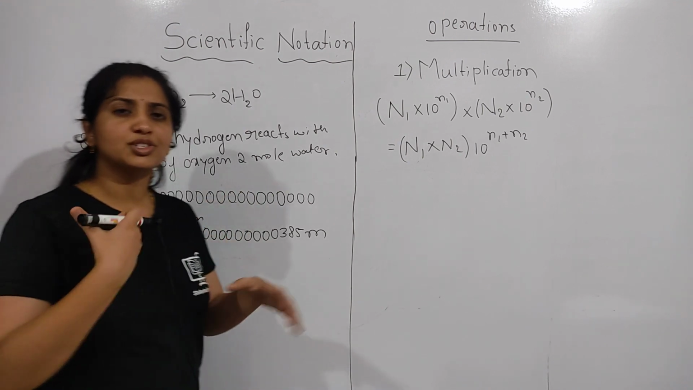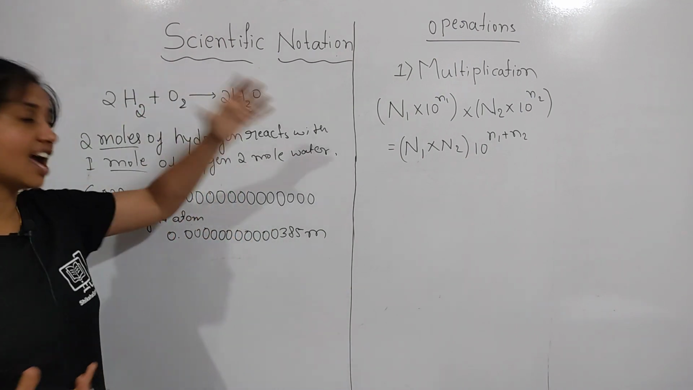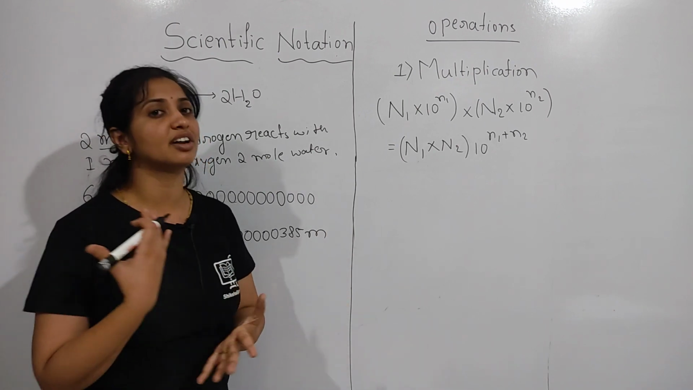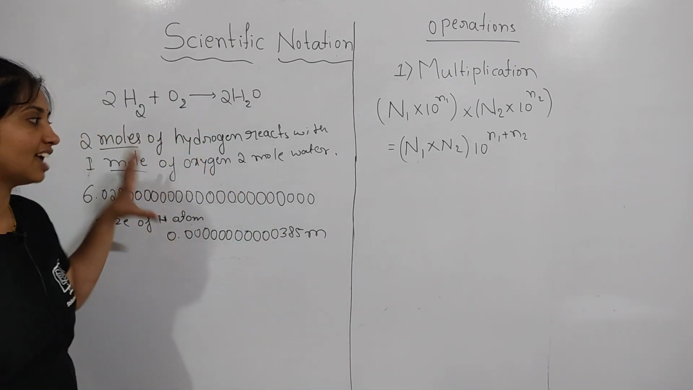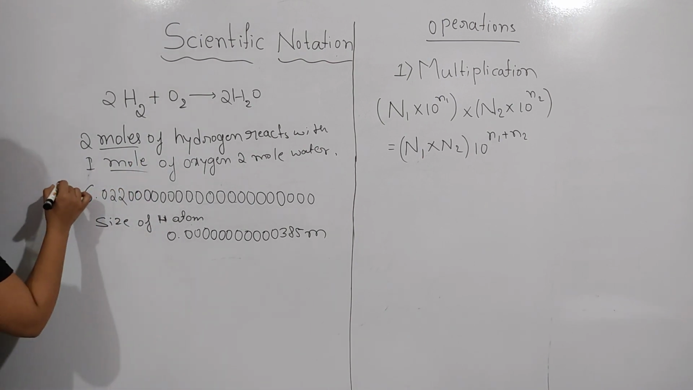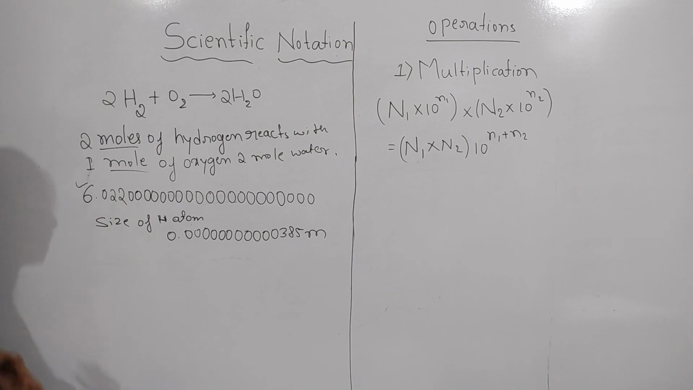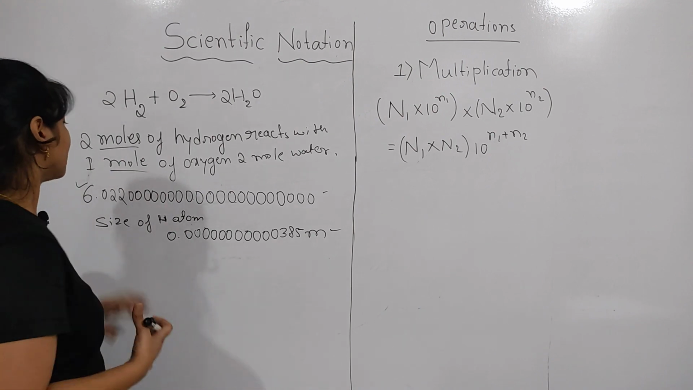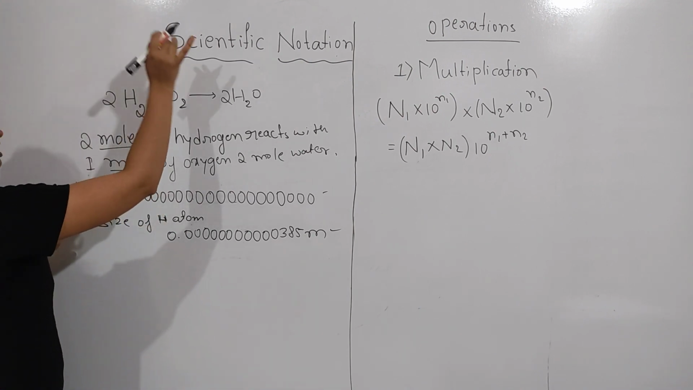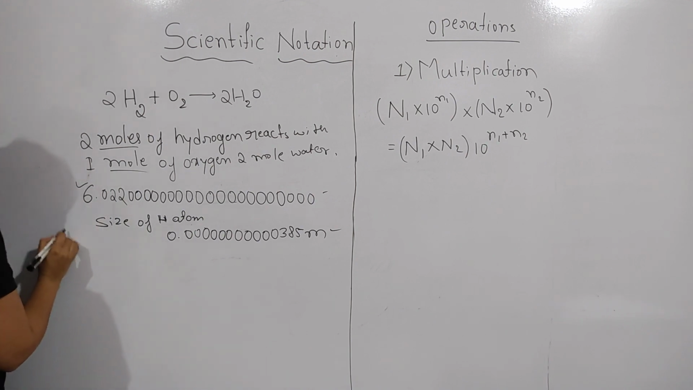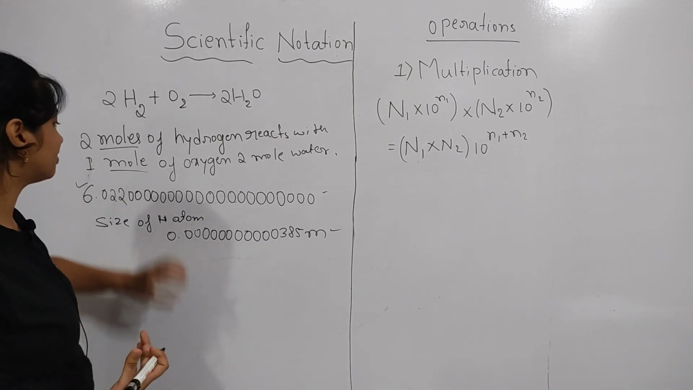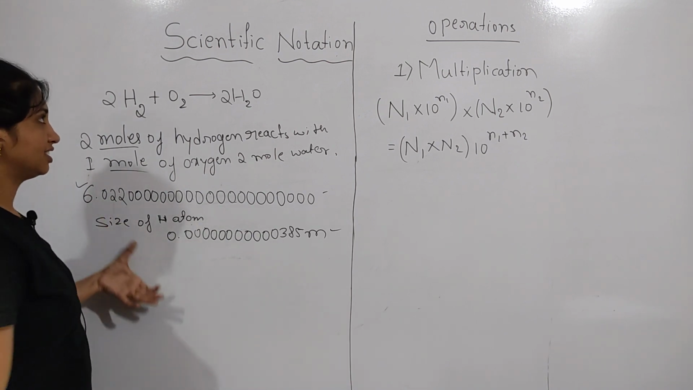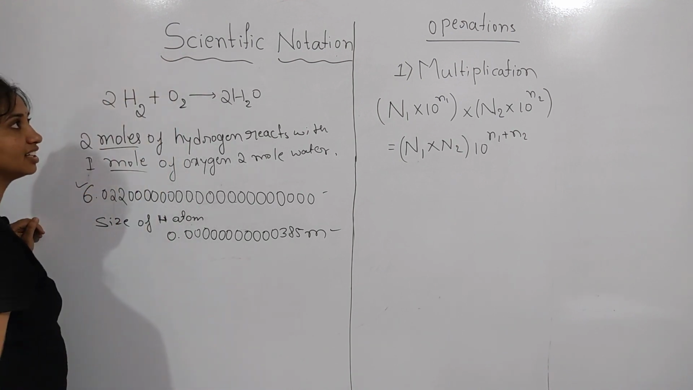Crores of atoms react in this reaction, or billions of molecules or atoms react in our reactions. So how do you write such a big number and such a small number? This is very uncomfortable in our way. That's why we use scientific notation: we write these big numbers and small numbers in a simpler form.